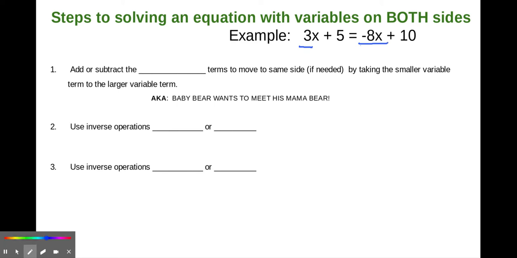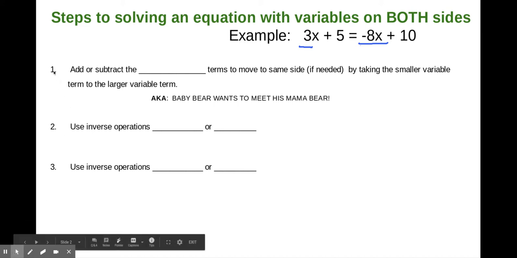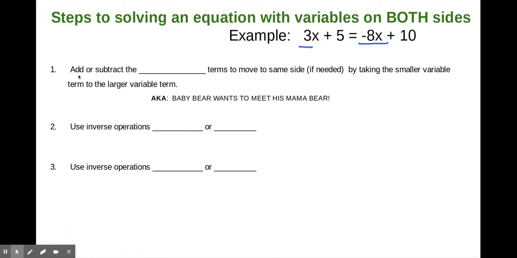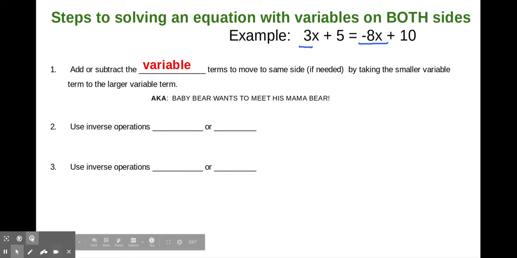Well, we have some steps just like we did with a two-step equation. And if you didn't notice, this does say multi-step equations. Okay, so we don't just have two steps, we have three steps here for today. So our first step says to add or subtract the variable terms to move to the same side if needed by taking the smaller variable term to the larger variable term.